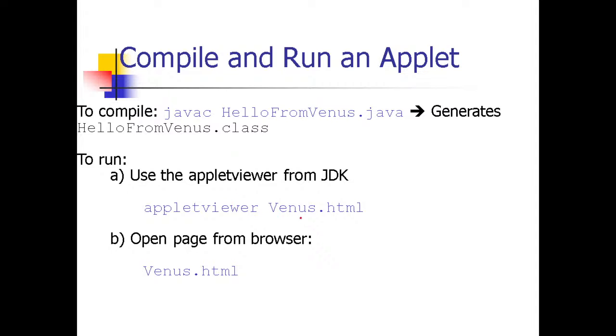Applet viewer, then filename.html. Either you have to use it. Applet viewer is actually a utility which is available in JDK. And you can also open this page in a browser, because it has been saved with the name .html and our browser understands HTML.